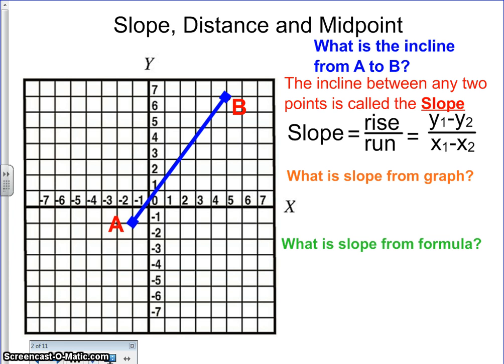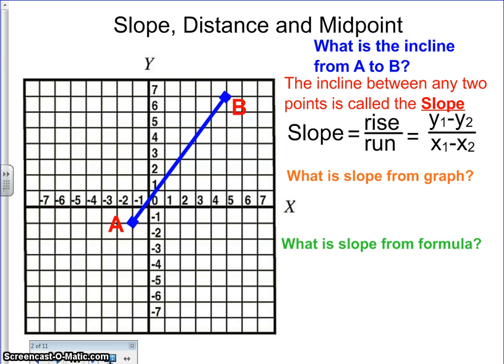Well, the incline between any 2 points is called the slope, and the slope is always the rise over run. That's how high you go versus how far over you go. And then I've got the slope formula over there, y1 minus y2 over x1 minus x2. I've got 2 different questions on this. The first one says, what is the slope from the graph?